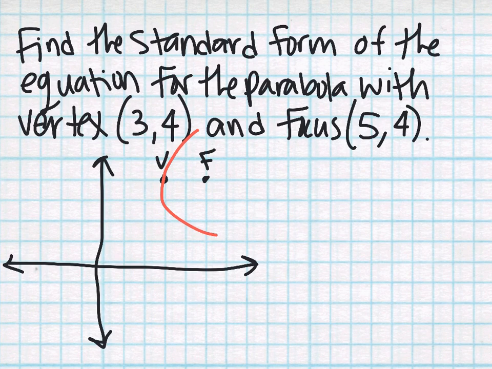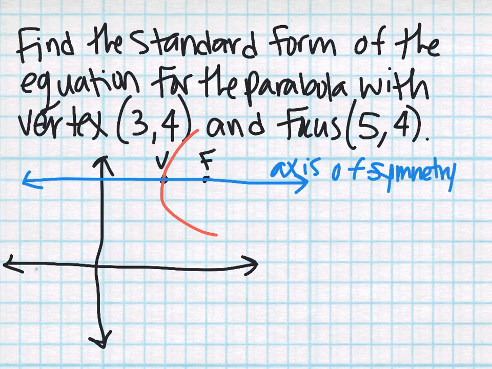So I'm going to be using the stuff that opens to the right or the left. If you're stuck on where to start, plot your vertex and your focus, and that will help you know if you're going to be using the standard equation for up, down, or for left, right. The other thing this will help me figure out is the axis. The axis of the parabola is the line that passes through both of these points. So this is going to be my axis of symmetry, and this axis of symmetry is the line y = 4.